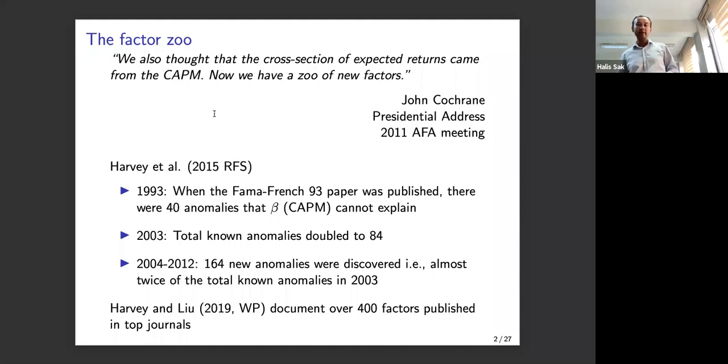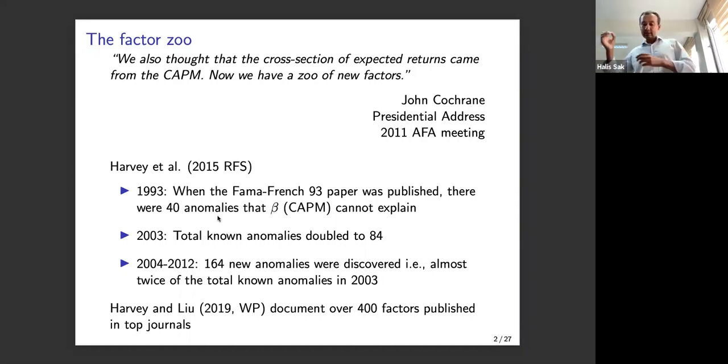But then we have a zoo of new factors, just like John Cochrane says. Here the zoo refers to different factors, different characteristics, very similar to animals, right? Each animal has different characteristics. This is why they coined the term zoo of new factors. I will try to explain the increasing number of factors. In 1993, we had 40 anomalies that beta cannot explain. What is the meaning of that? Maybe I should first explain what an anomaly is.